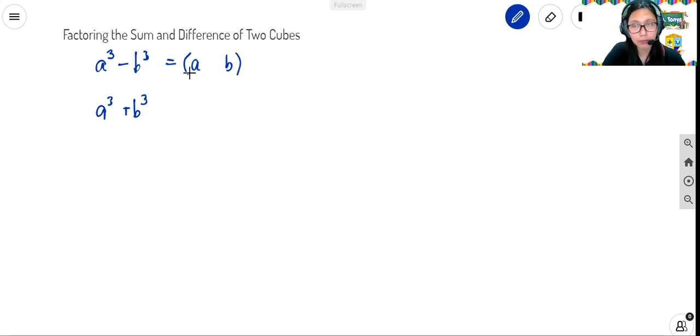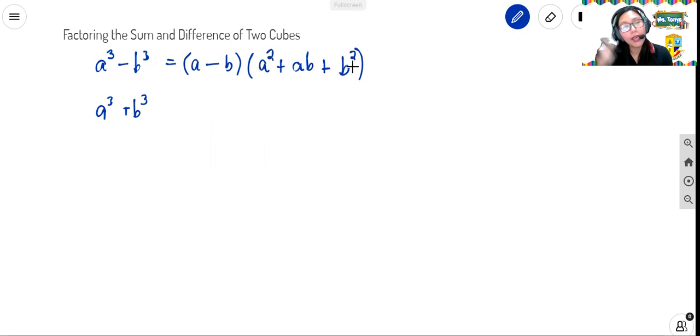Now, what will be the sign in between the terms of our first factor? We just copy whatever is written in the given. So it's a minus b. What will be our second factor? For the first term, it is the square of the first term. For the last term, it's the square of the last term. For the middle term, it would be the product of the first and the last term of the first factor. So it's ab. And how about the sign? If it's minus here, it will be plus on both the terms.